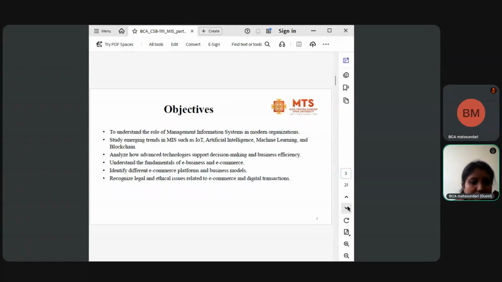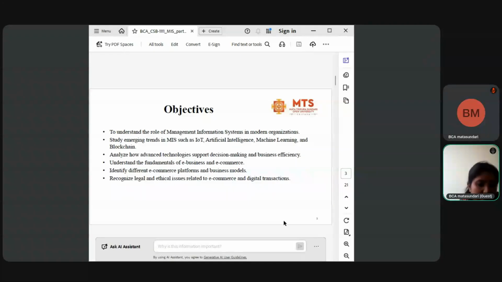Okay, so objectives. Basically, the objective is to understand the role of management information in modern organizations and study emerging trends in MIS such as IoT, artificial intelligence, machine learning, and blockchain, and analyze how advanced technologies support decision making and business efficiency. Basically, understand the fundamentals of e-business and e-commerce, identify different e-commerce platforms and business models, and recognize legal and ethical issues related to e-commerce and digital transactions. Okay, so go to the next slide.